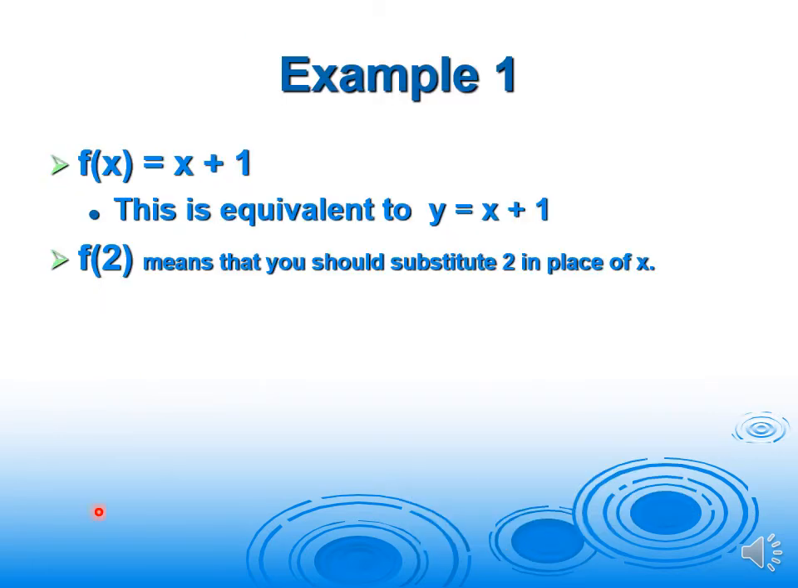So let's see an example written out a little bit differently. f of x equals x plus 1. This is equivalent to saying y equals x plus 1. So f of 2 means you should substitute 2 in place of x. So once again, f of 2 equals 2 plus 1, or 3.